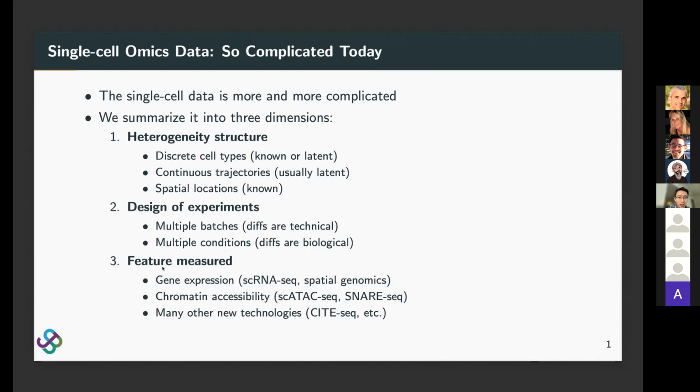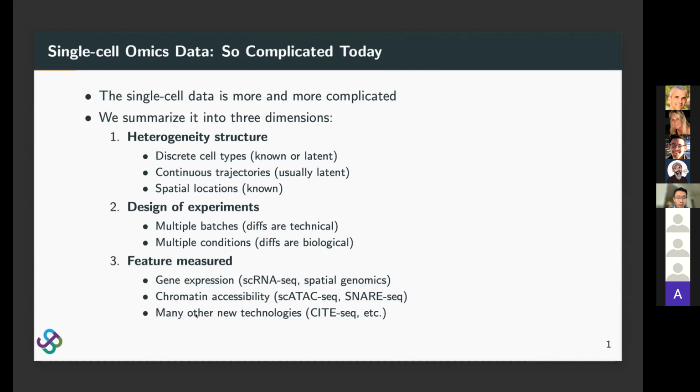In the third dimension, we also have the feature measure. We can have gene expression. This is the most familiar type we usually use. For example, single-cell RNA-seq and spatial genomics are trying to measure the transcriptomics. And we also have chromatin accessibility. We can have scATAC-seq or SNARE-seq. They try to measure the openness of the chromatin of the genome.